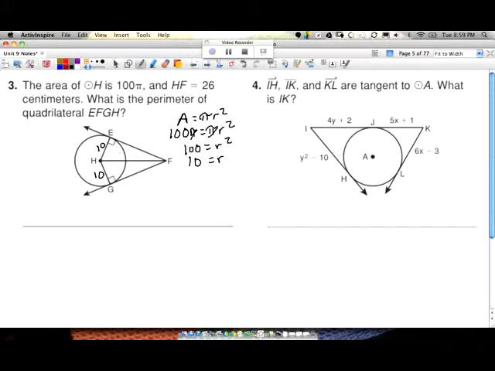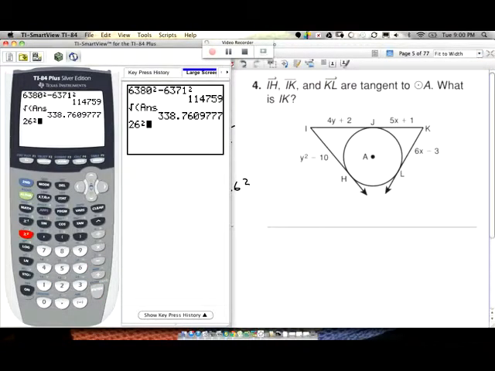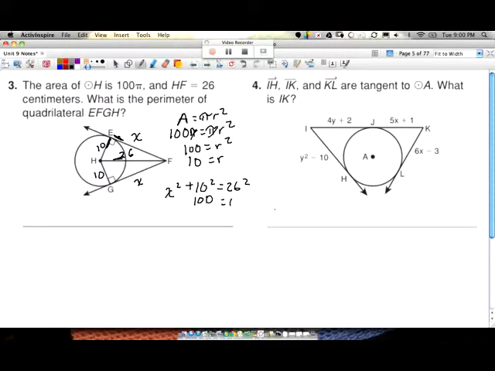And it says HF is 26. Now look at this. I got some right triangles because I got leg and hypotenuse. We'll call this x, and hey, guess what? GF is the same, so we'll call that x as well. So that means x squared plus 10 squared equals 26 squared. Alright, well that's 100. And what's 26? That's going to be pretty big. Let's see. 676.